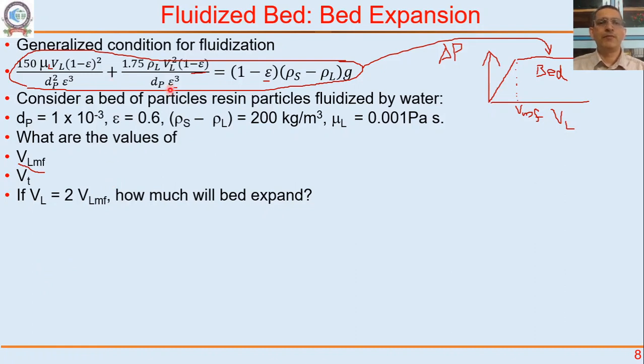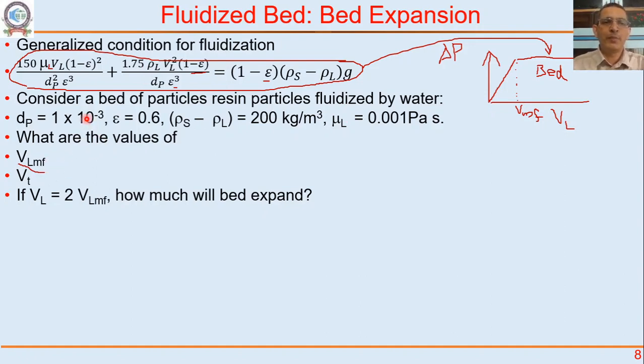From this expression, if I put epsilon equal to 0.6, rho S by rho L is this, dP is this, rho L is 1000, so rho S minus rho L is there, rho L is 1000 for water, mu L is this. I can solve this expression for VL. That's our minimum fluidization velocity.